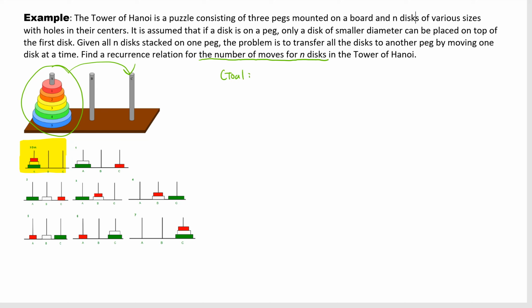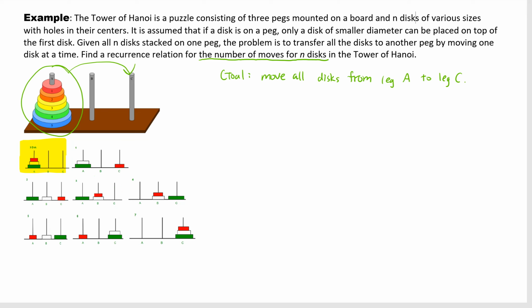So our goal is to move all discs from leg A to leg C. Okay, so here I give you an example. When we have 3 discs, first we move the red disc to leg C, and then we move the white disc to leg B, and we move the red disc back to leg B, and then now I have the space and I can move the green disc to leg C.